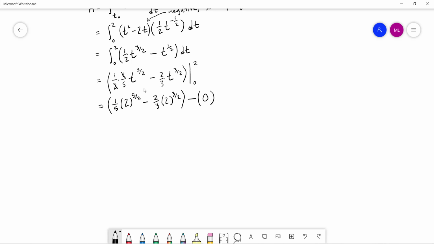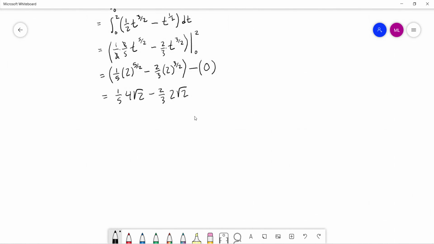We can figure out what 2 to the 5/2 is. Again, that's just a bunch of square root of 2's. So root 2 times root 2 times root 2 times root 2 times root 2. That's how you can think of this. This will give me a 2. This will give me another 2. I'll have 4 root 2 when that's all said and done. And we will get 1/5 times 4 root 2 minus 2/3 times, this one is 2 root 2.